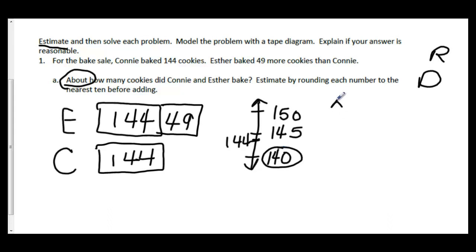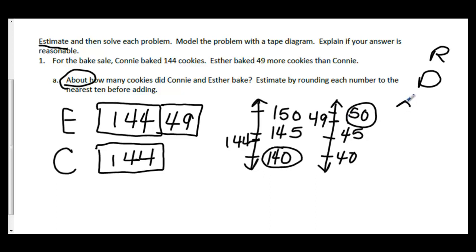Now I've got 49. So there are 40 tens and 49. 10 more would be 50. My midway point would be 45. And 49 would be way up here, almost to 50. So 49 rounds to 50. And then my last number, oh, I already rounded it. I've already rounded 144, so I have 140.